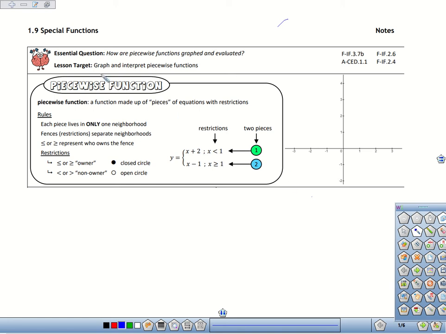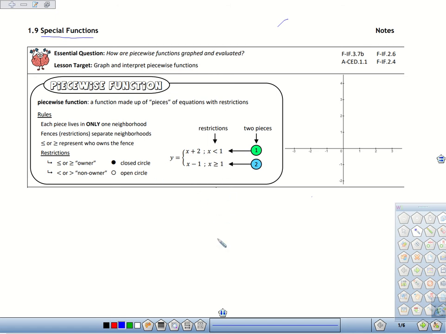Okay. So 1.9 is special functions. Our essential question is, how are piecewise functions graphed and evaluated? And the lesson target is graphing and interpreting piecewise functions. So what is a piecewise function? A piecewise function is a function made up of pieces of equations with restrictions. The rules are each piece only stays within its restricted area.